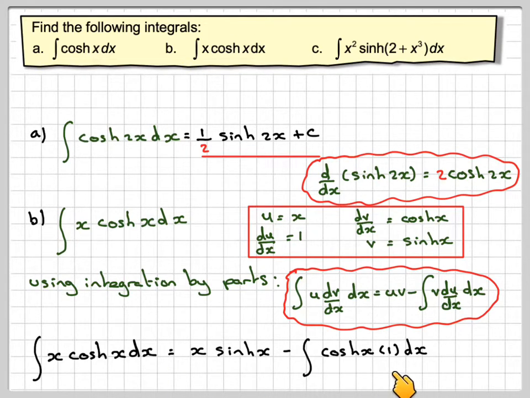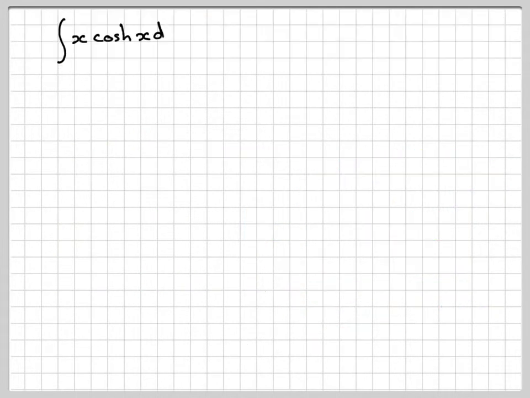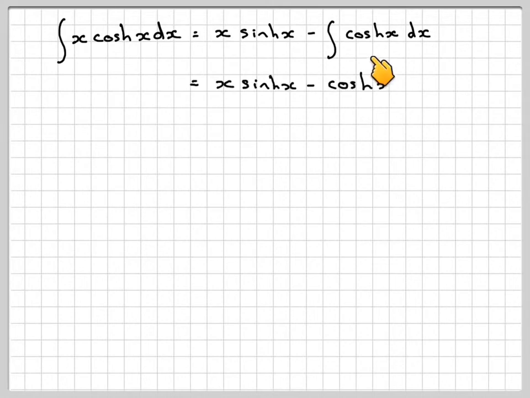So we're going to write that out again, but we won't need to write in the 1 here. So that's going to be x sinh x, and then we're going to have to subtract cosh x, because the integral of sinh x is cosh x plus c. So we've got x sinh x minus cosh x plus c.